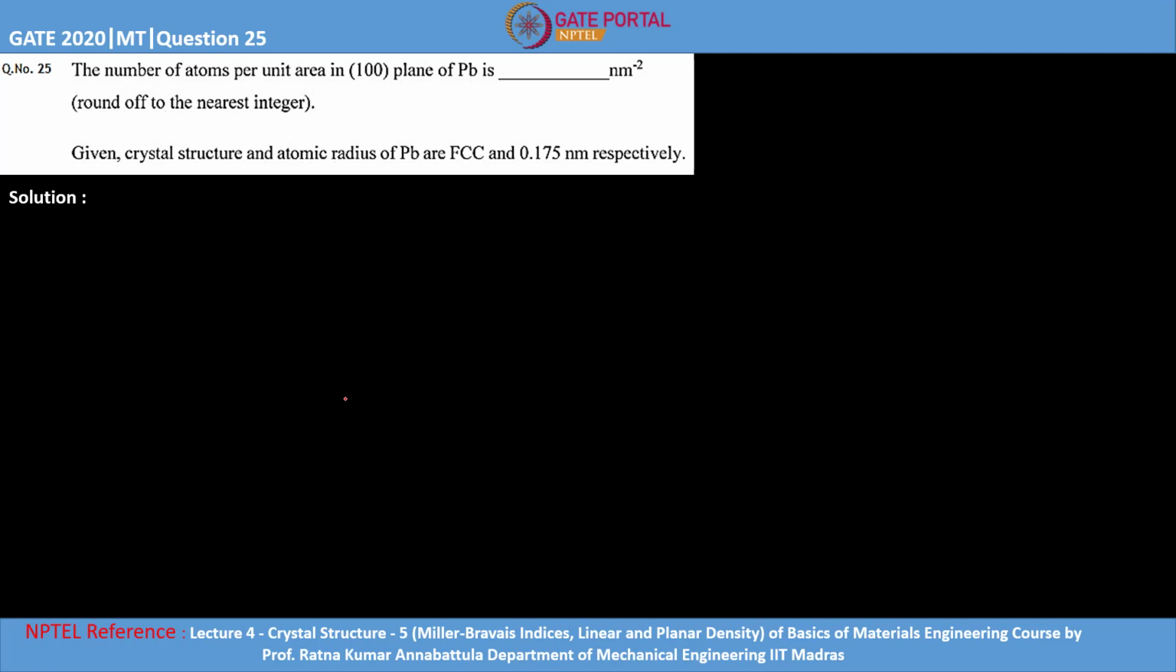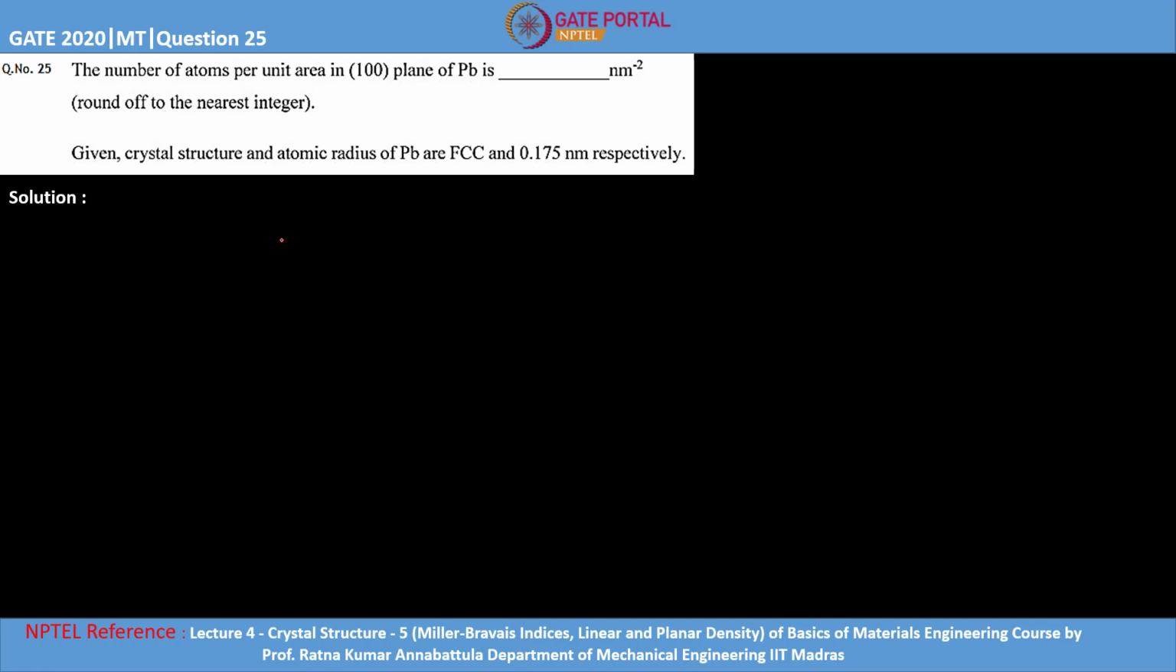So this is problem number 25 of GATE 2020 Metallurgical Engineering. The question is, the number of atoms per unit area in 100 plane of lead is given. Crystal structure and atomic radius of lead are FCC and 0.175 nanometer respectively. So you can refer NPTEL reference for this problem on crystal structure, lecture number 4 of Basics of Materials Engineering course by Professor Ratnakumar from IIT Madras.